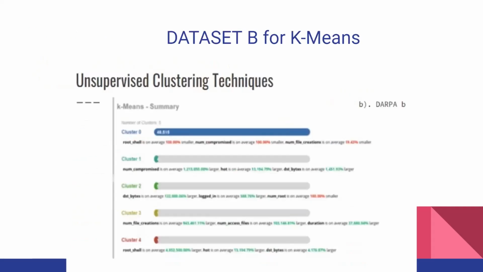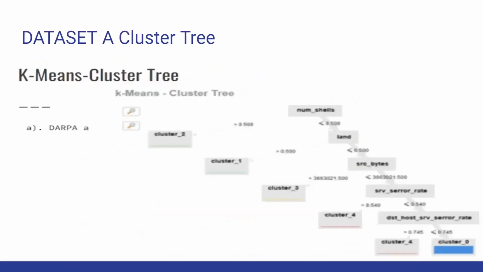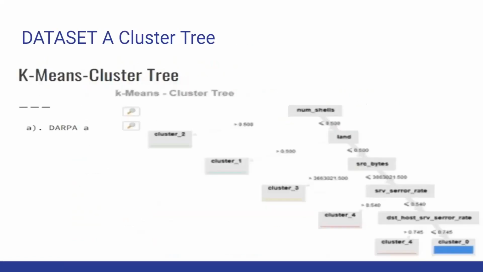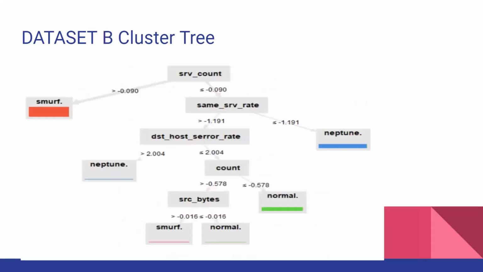For data set A, there are 11 clusters, and the values given are the average distance of the data points in that cluster from the centroid of the same cluster. The same goes for data set B, and this is also the same for the k-means cluster for data set A. This is the output result for the k-means cluster tree for data set A, and this is the cluster tree for data set B for the unsupervised learning.